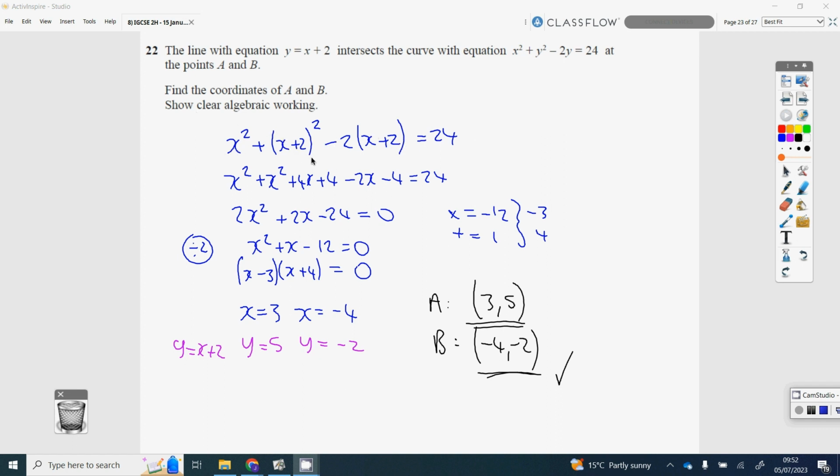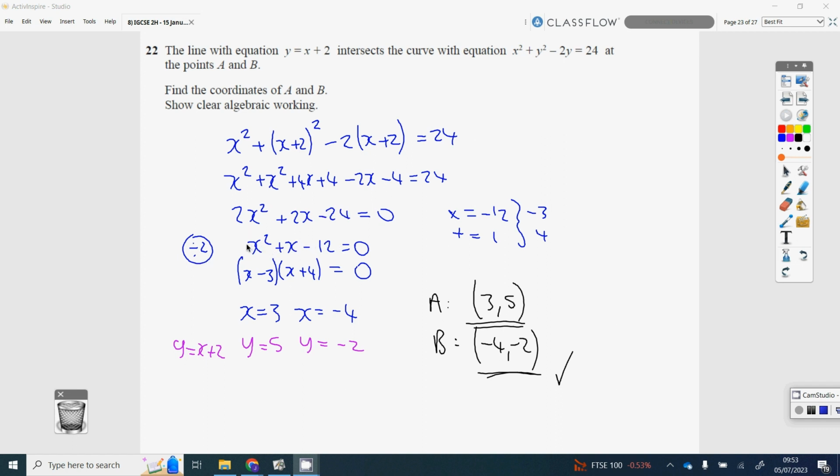Once I know x, I can substitute it back in here. I can add 2 to it to work out the y values. So let's just process this. x plus 2 all squared is x plus 2 times x plus 2, which is x squared plus 4x plus 4, minus 2 times x is minus 2x, and minus 2 times 2 is minus 4. Simplify the left-hand side and take away 24 from both sides, so forming a quadratic, I get this. And then I've noted that it's all even, so I'm just going to choose to divide by 2.